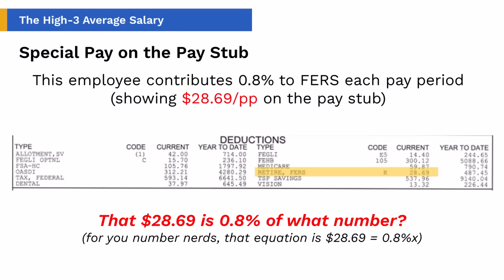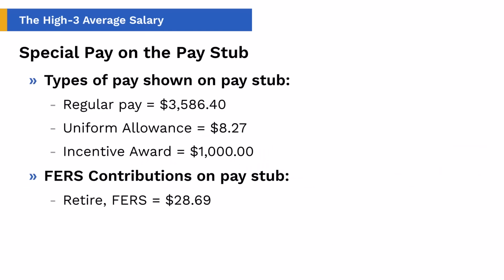Okay. So the question we have to ask ourselves is that $28.69 is 0.8% of what number? Okay, and like I have in parentheses here, for all the number nerds out there, the equation is $28.69 equals 0.8% of X. So we'll show you how that calculation is going to happen here in a second. Okay, so we're going to show an example on the right-hand side, but first let's go through the basics again. We've got a regular pay of about $35.86 on the pay stub. We have a uniform allowance of $8 and some change and an incentive award of $1,000. And that employee contributes $28.69 a pay period into FERS.